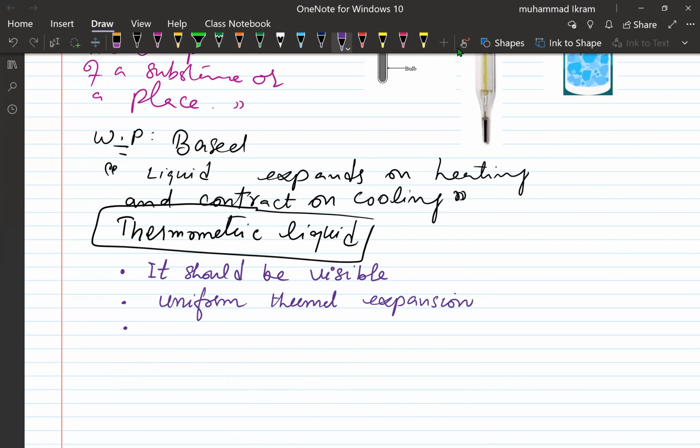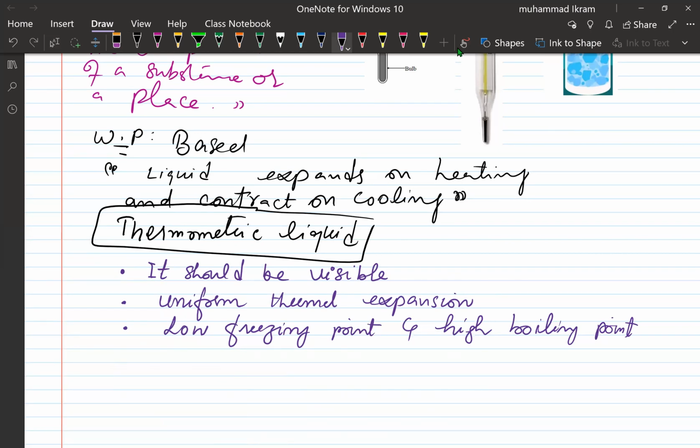The liquid should have a low freezing point and a high boiling point. If we want to measure a higher temperature, the liquid in the thermometer should not boil early, or if we want to measure a temperature as low as the freezing point, then the mercury should not freeze first. The liquid need not be mercury; any liquid which has this property will do. So a low freezing point and high boiling point is another important point.